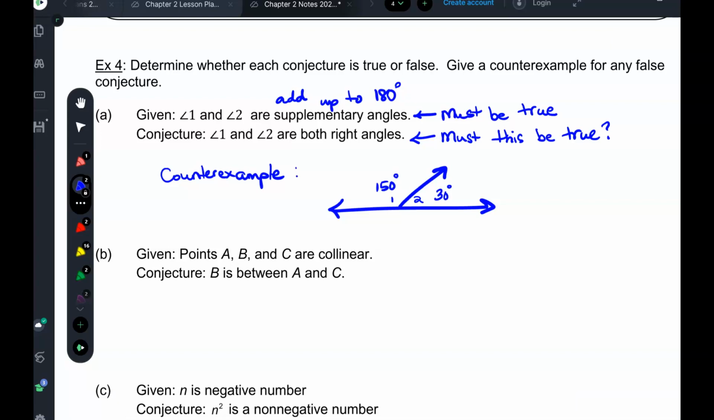She actually did. Okay. So did we draw a counterexample? Do we have the first part? Is that true? Are angle 1 and angle 2 supplementary? Yes. Did we draw two right angles? No. So that's how I know I have a counterexample. I basically drew two different angles that add up to 180, but they don't have to be right angles.